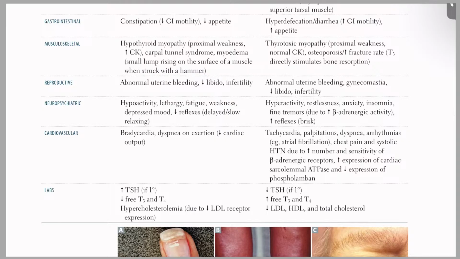Okay, next, reproductive. Abnormal uterine bleeding, decreased libido, infertility. In hyper, abnormal uterine bleeding as well, gynecomastia, decreased libido, infertility. Almost in reproductive, if your thyroid is hypo or hyper, you are in trouble.